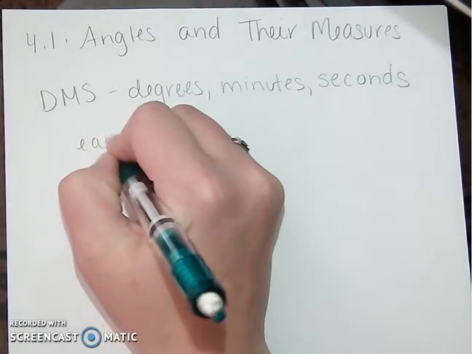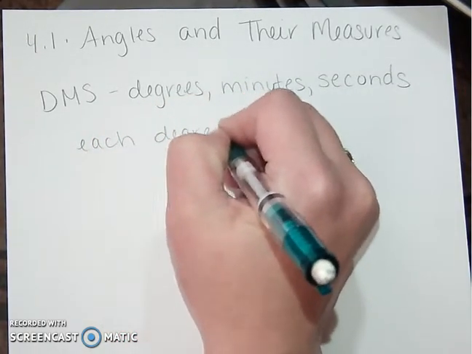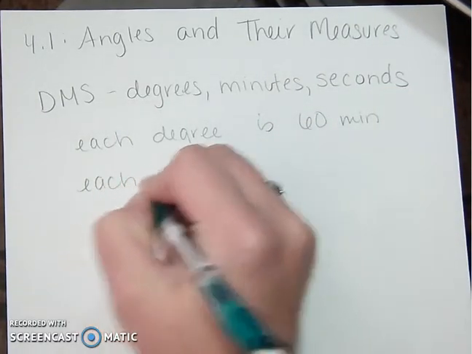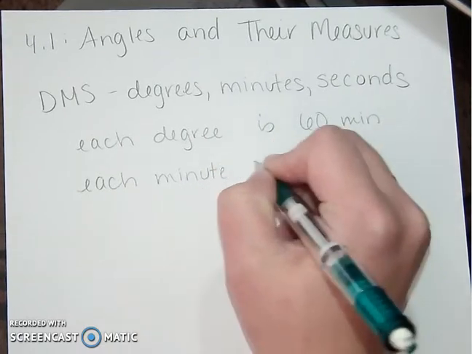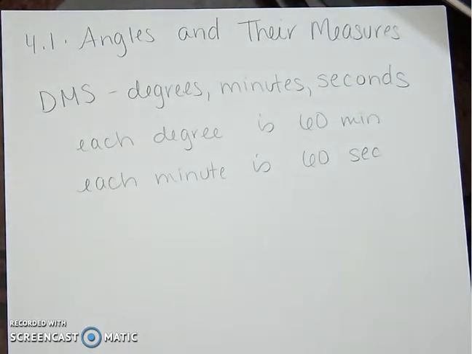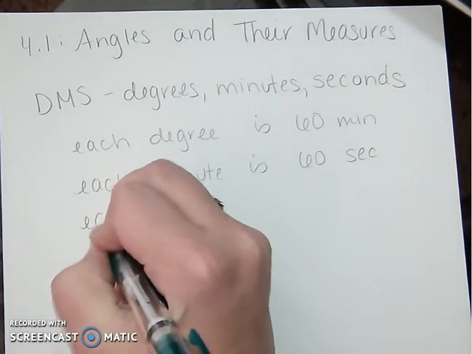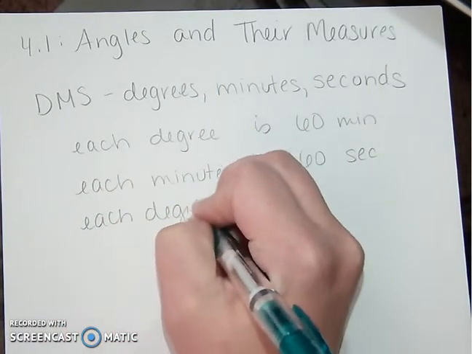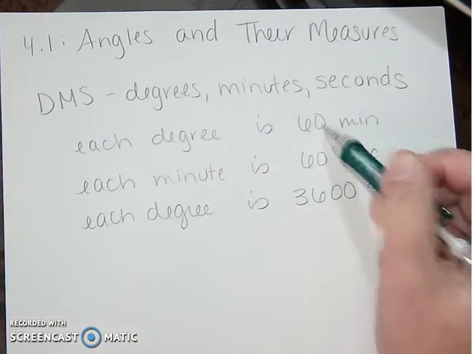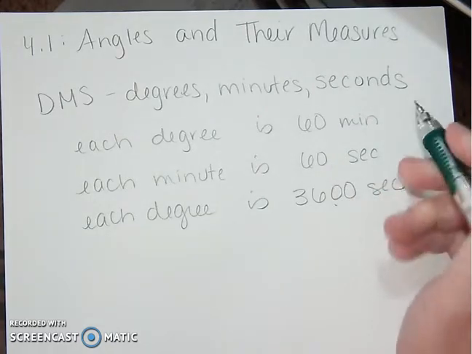Each degree is 60 minutes. Each minute, if you could guess, is 60 seconds. So it's almost like a degree is an hour, if you kind of want to think about clock arithmetic. Which means, if we wanted to convert between degrees and seconds, each degree is 3,600 seconds, because 60 times 60 is 3,600.